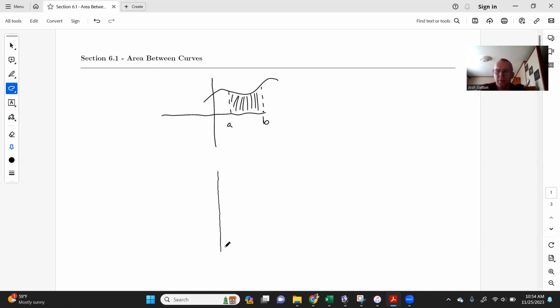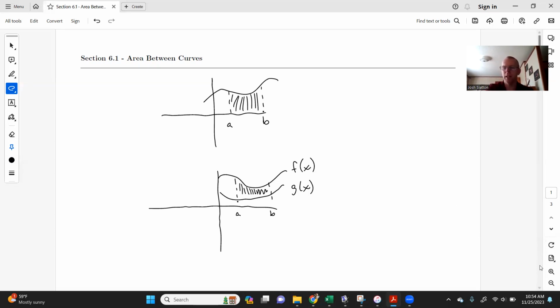In this section, we're going to have two curves, though. Those two curves, we could have one that looks like that, and we could have one that looks like that. And then we'll have our a and our b. We want to find the area between the two curves. Let's just call this one f of x, and let's call this one g of x.